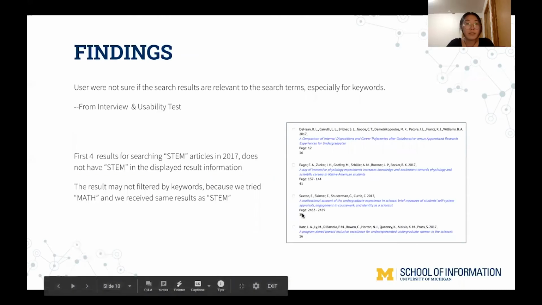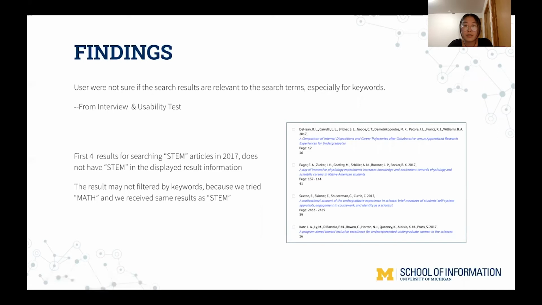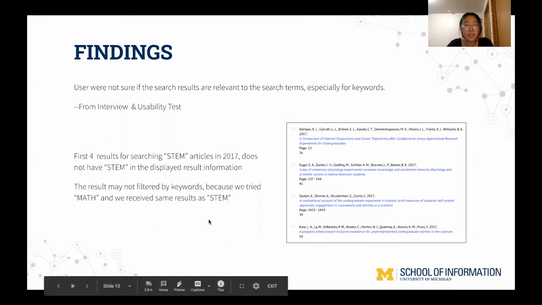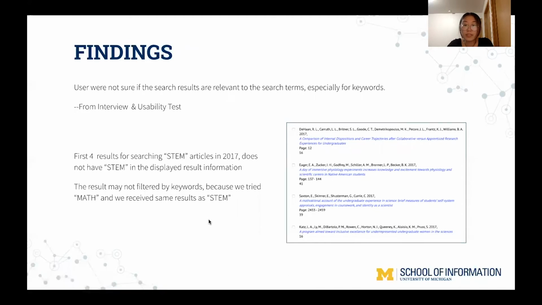Another finding is that users are not sure if the search results are related to the search terms. For example, in this image, we searched for STEM articles in 2017, and the result didn't show us that it's related to STEM. Another reason might be that the search results are not filtered by the keywords, because we tried to search math and received exactly the same result as we searched STEM.